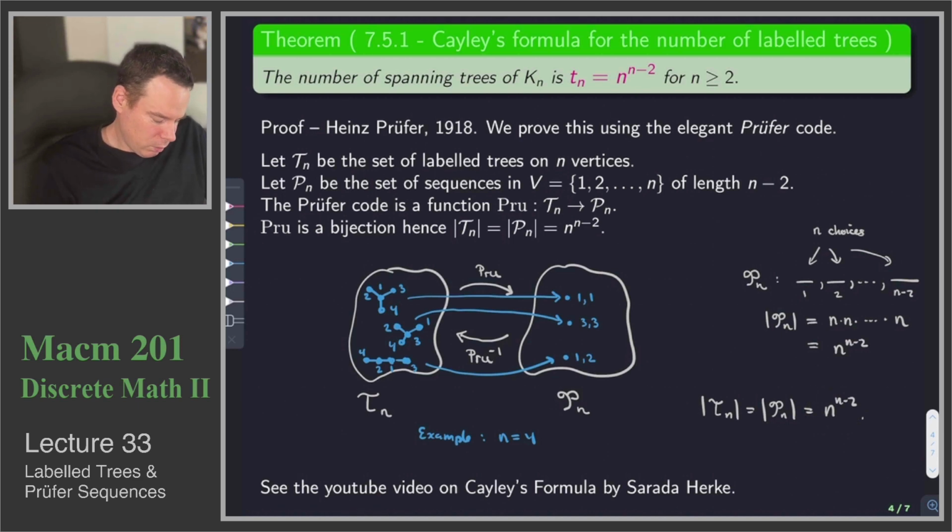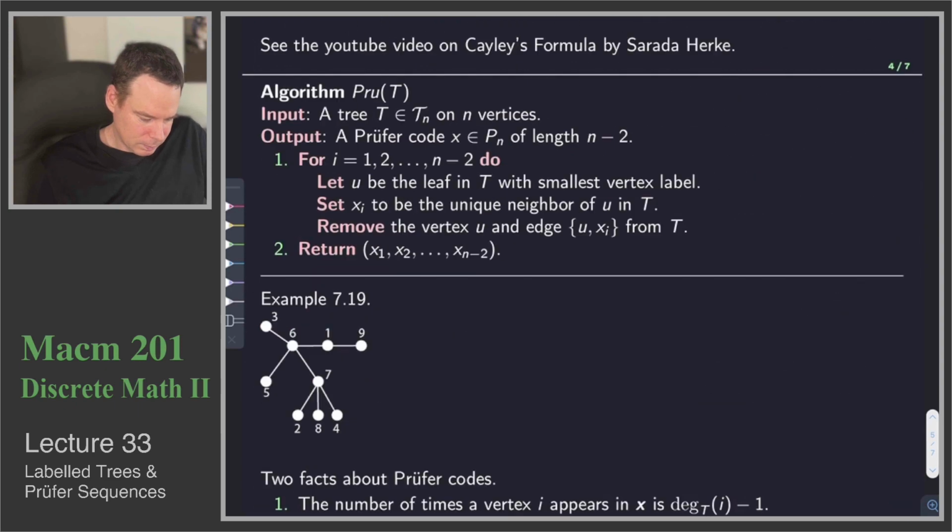And so what we'll do now is we will go ahead and introduce the technique for finding the code, and then we will also do the opposite. Given a code, we will give a way to find the corresponding tree. So we're going to show that there is this bijection.